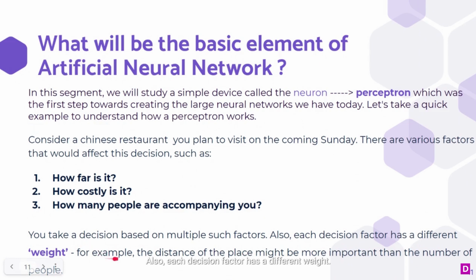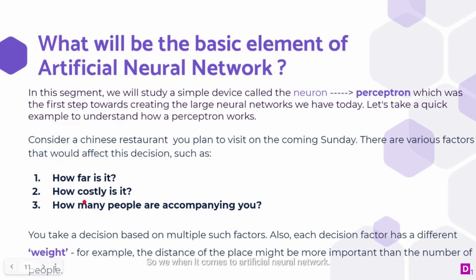Also, each decision factor has a different weight. Weight in the sense, for example, the distance of the place might be more important than the number of people. So the term weight also refers to the priority, right? Which is the highest priority for you when it comes to visiting that restaurant.